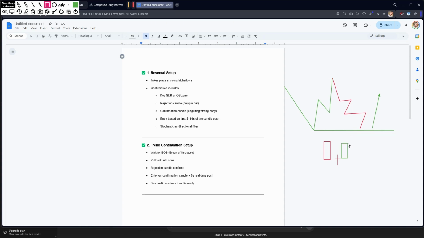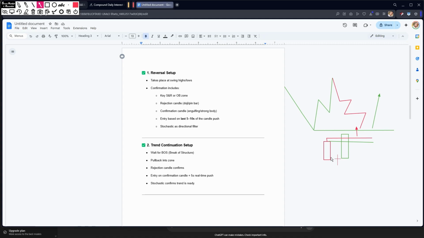When I see this reversal pattern, one of my confirmations is having this candle break the wick of this point. Then maybe, based on the last 5 to 10 seconds push of this candle, I'll then take my next trade for a buy upwards.